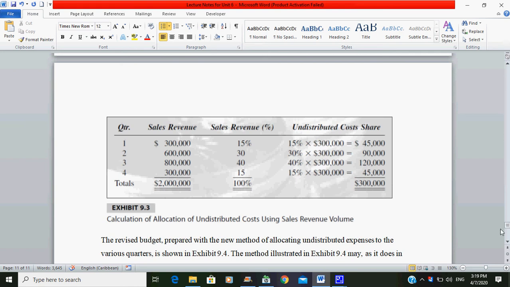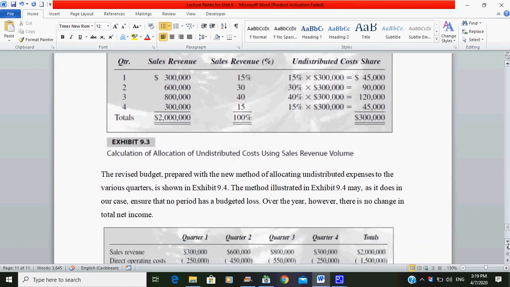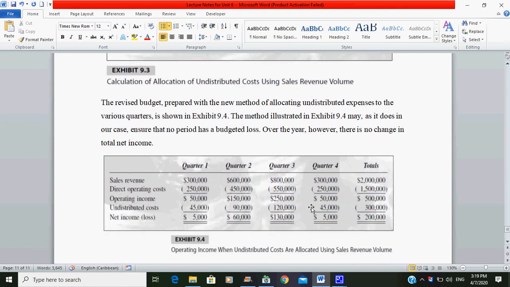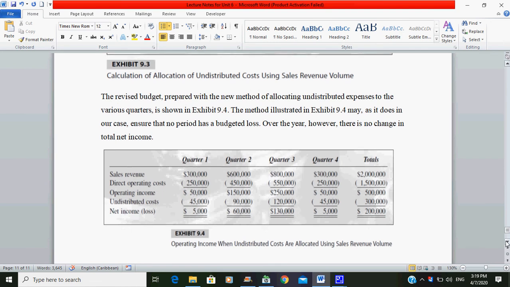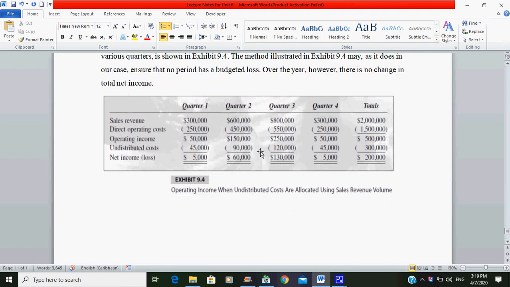Now the revised budget prepared with the new method of allocating undistributed expenses to the various quarters is shown in Exhibit 9.4. The method illustrated in 9.4 may, as it does in our case, ensure that no period has a budgeted loss. Over the year, however, there is no change in total net income. See it here? No loss. So everything is okay. See there? No losses.